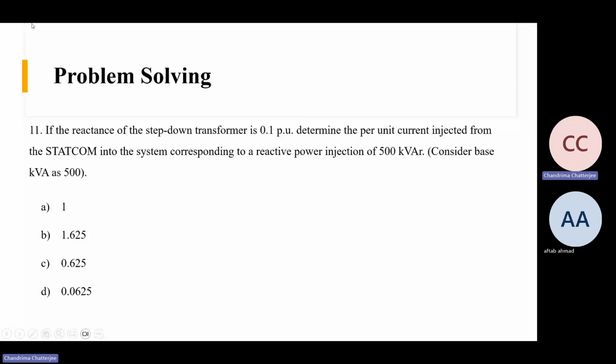If the reactance of the step down transformer is 0.1 per unit, determine the per unit current injected from the STATCOM into the system corresponding to a reactive power injection of 500 kVAR. So here the value of X sigma is provided. X sigma is 0.1 per unit. Okay.